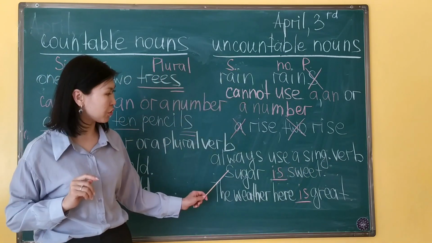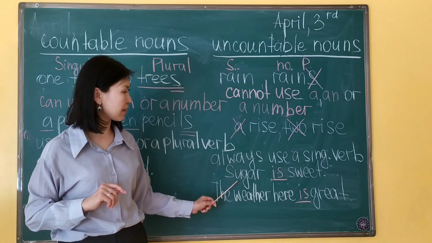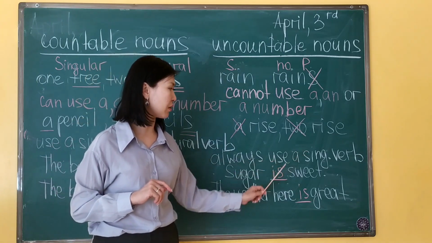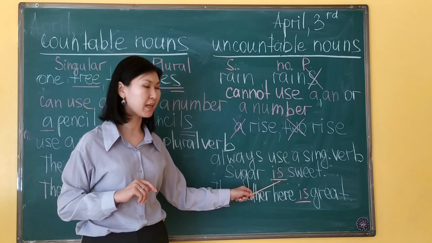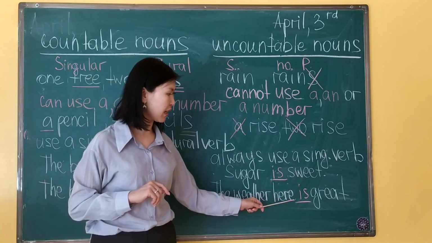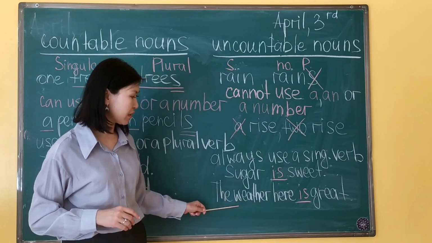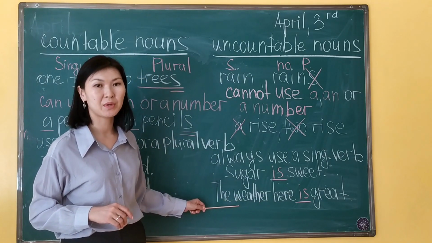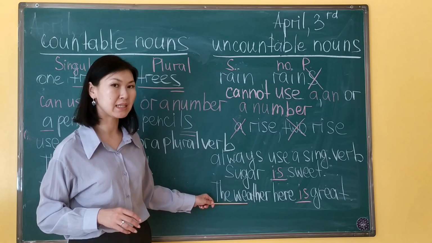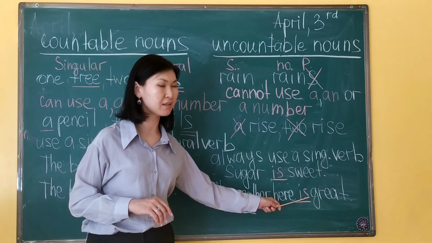With uncountable nouns, we always use only a singular verb. For example, sugar is sweet. Sugar is uncountable, so we need a singular verb. Sugar is sweet. The weather here is great. Again, the weather is uncountable. We cannot count weather, so in this case we need a singular verb. The weather here is great.